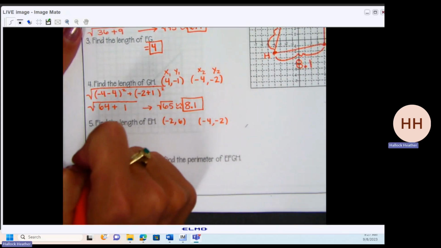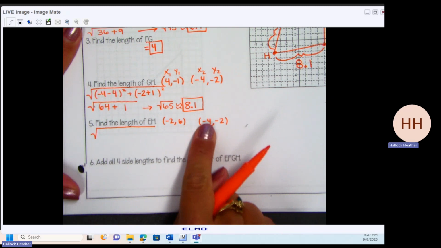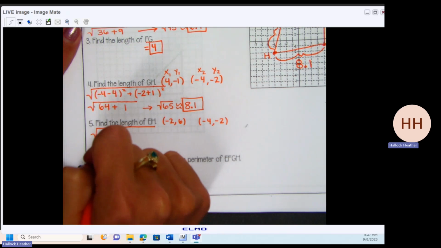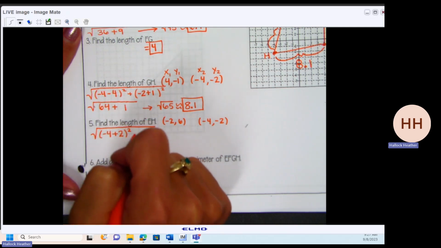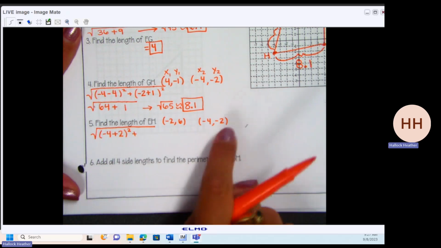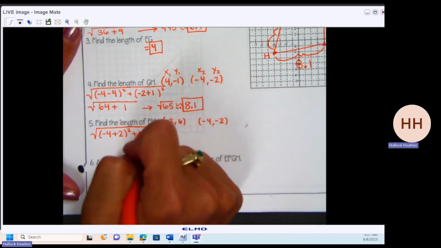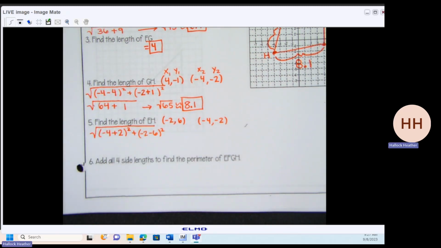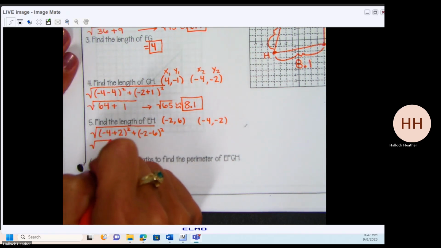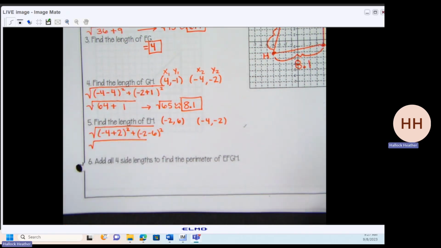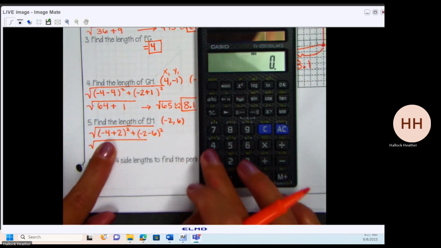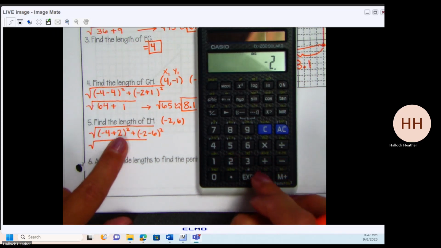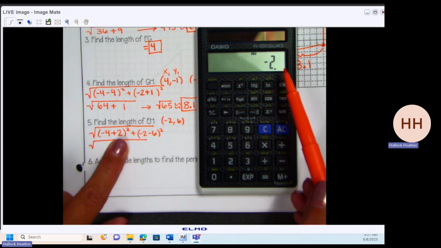So if you're trying to see if you plug this in correctly, you're taking x and you're subtracting x. So I have -4 and I'm minusing -2. So that really makes +2 squared. I'm adding the y's subtracted. So I'm doing -2 minus 6 squared. Now I'm simplifying the parentheses. -4 plus 2, you can do it in a calculator. -4, I'm adding 2. And now I'm going to square it because I'm saving myself some steps.